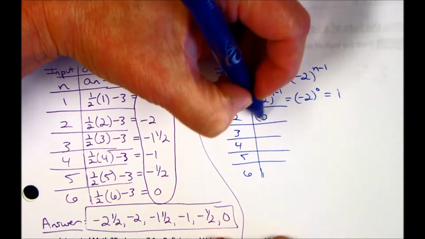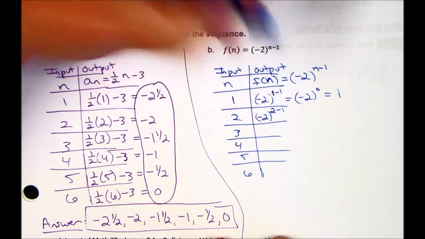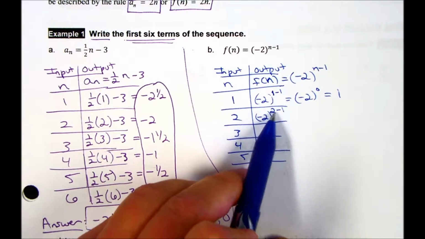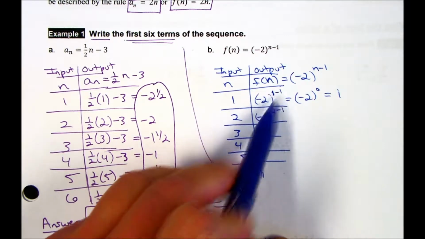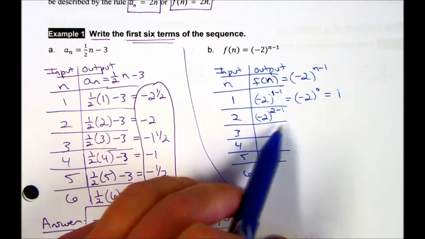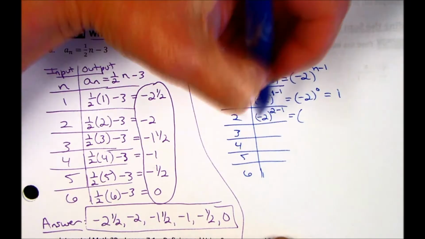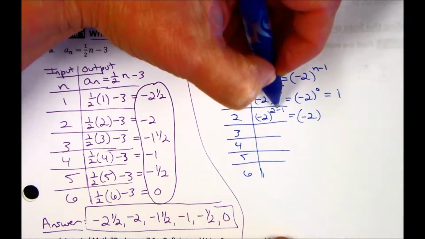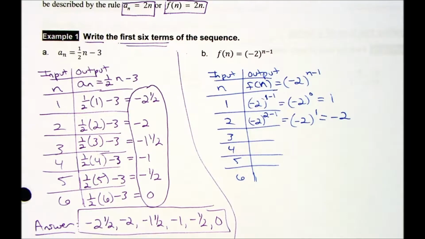And then we've got negative 2 to the 2 minus 1 power. So this number right here that we're subtracting 1 from is what our n is. So we're taking 1 minus 1, 2 minus 1. The next one's going to be 3 minus 1, 4 minus 1, and so on. So do the math. The negative 2, now 2 minus 1 is the first power. Anything to the first power?